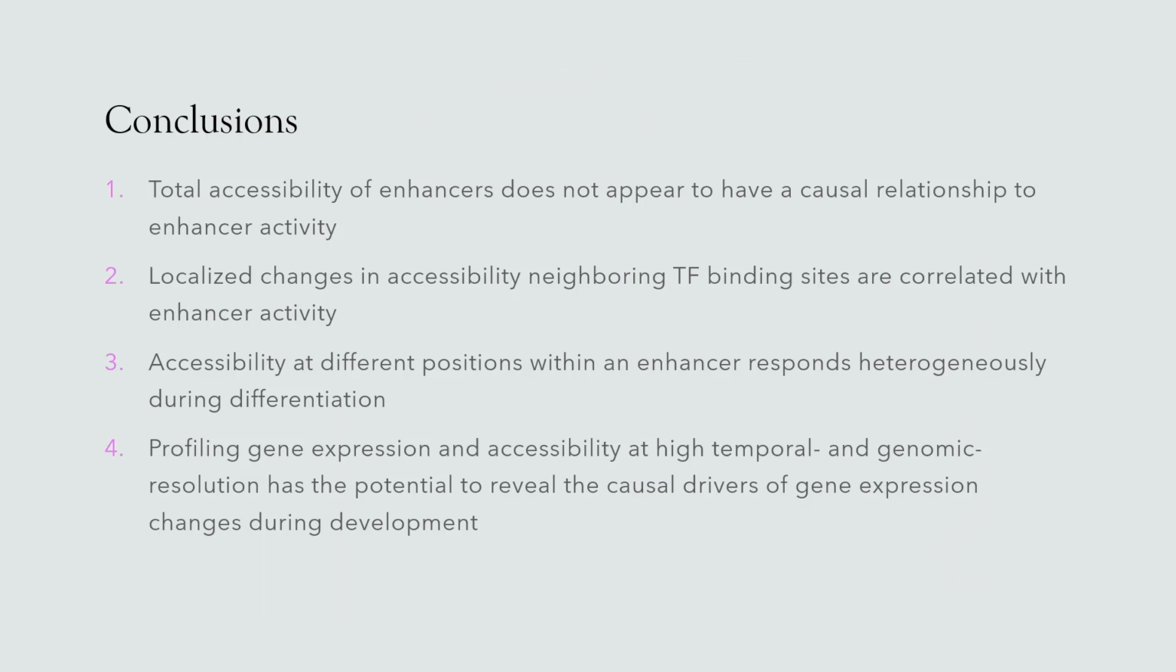In conclusion, our high coverage accessibility maps reveal a complex regulatory architecture with 5 to 6 TFs binding up to 20 sites in a single CBP alpha enhancer. Furthermore, the temporal dynamics of accessibility and gene expression do not support a causal role for total accessibility and gene expression. More generally, these results show that profiling gene expression and accessibility at high temporal and genomic resolution have the potential to reveal the causal drivers of gene expression changes during development.